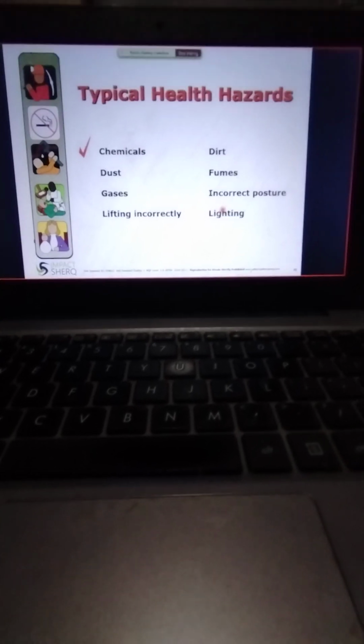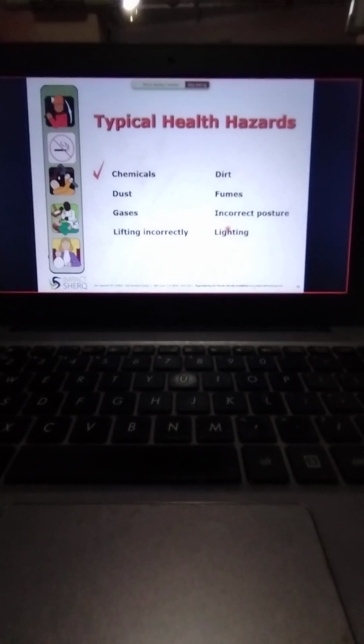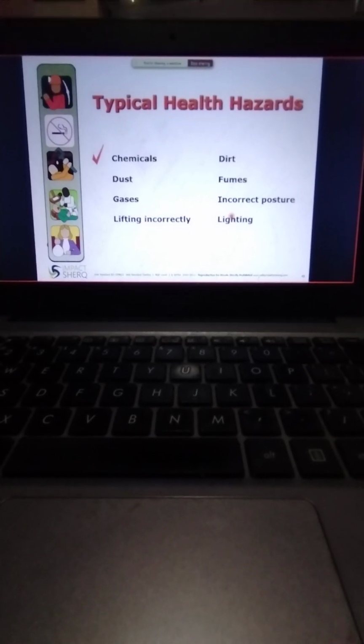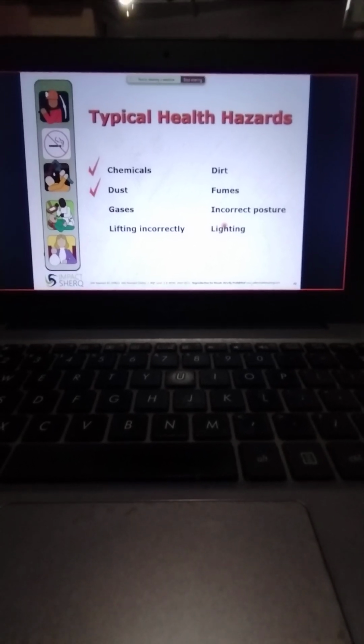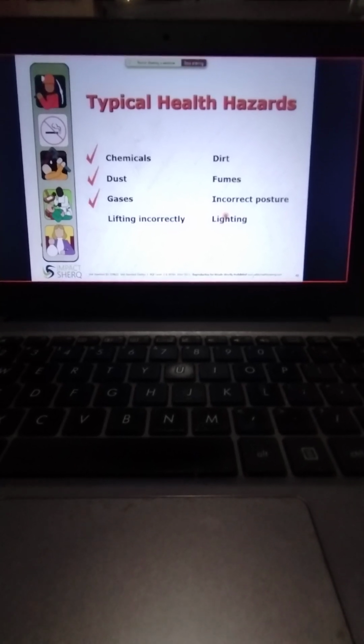Here are health hazards. Number one, chemicals. When you're at the workplace, your job is to look for chemicals and check where the chemicals are stored. Are they stored safely? Are they not going to injure people? You look for places where there's dust. That is why we want workplaces to be clean. Dust causes lung problems, lung function issues. We check that. These are hazards. Check for gases. Check if people, when they are carrying things, are lifting correctly.